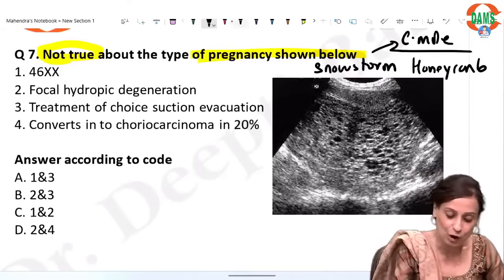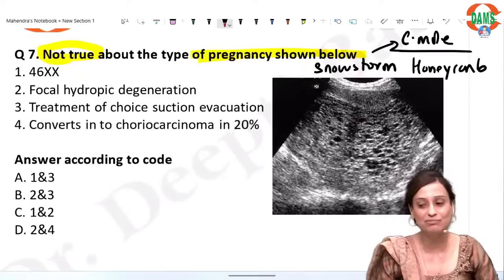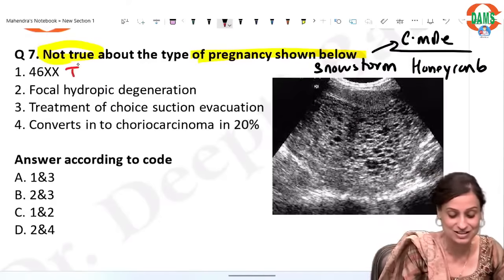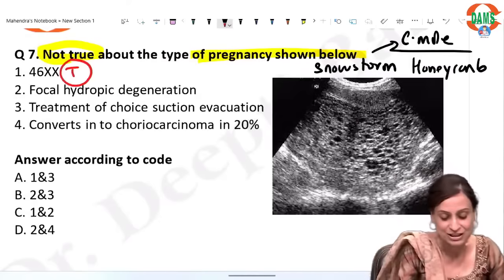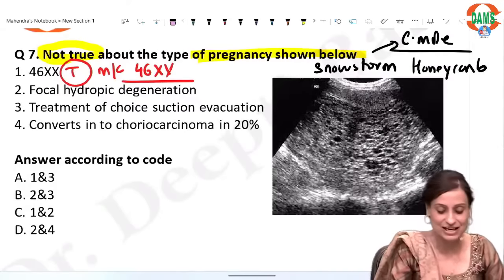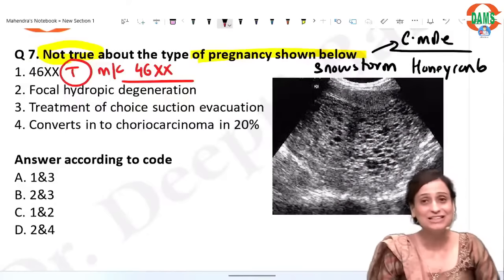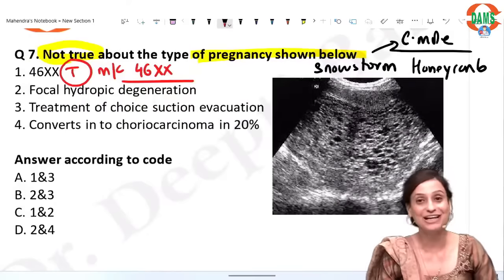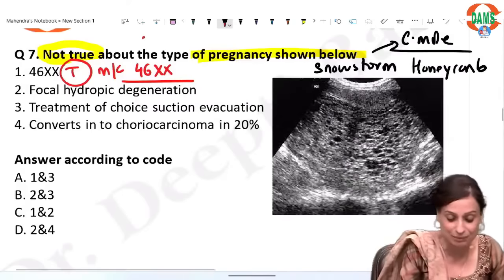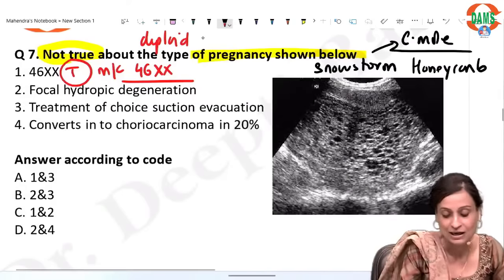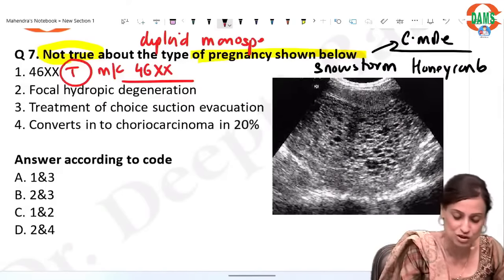What about option number one? Is the karyotype 46XX? Yes, so this is an absolutely true statement. The most common karyotype is 46XX, right? 80 to 90% of times the karyotype is going to be 46XX. Remember, they are diploid, but they are monospermic.